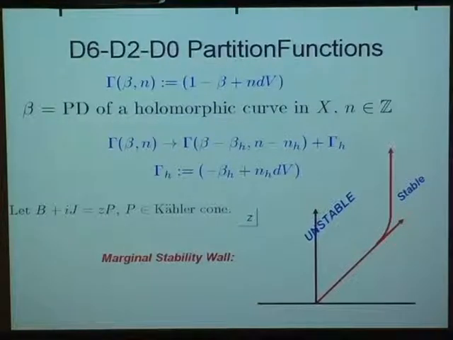Well, to study this decay, let's make the moduli space one-dimensional by taking B plus iJ proportional to some vector p in the Kähler cone. So Z is a complex number. And in the complex plane, the walls of marginal stability look like this. So this was a big surprise. As long as beta h is non-zero, there's a wall of marginal stability that goes to arbitrarily large Kähler class.